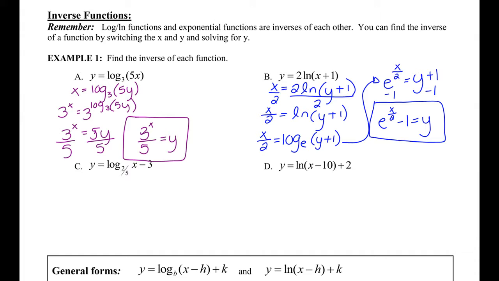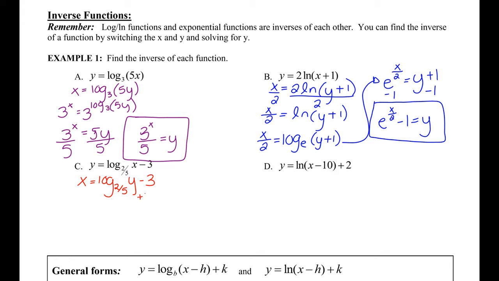Right, now we'll go down and look at example C. We're going to start the same way by switching the x and y. So x is equal to log base 2 over 5 of y minus 3. Sorry, there should be y minus 3.